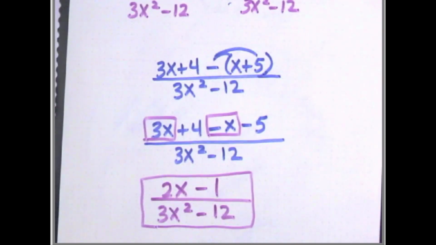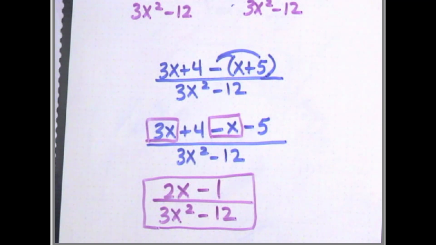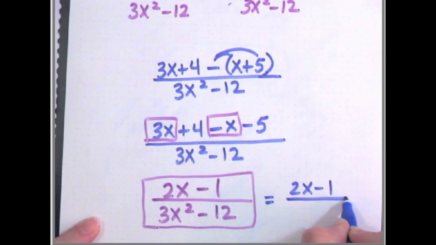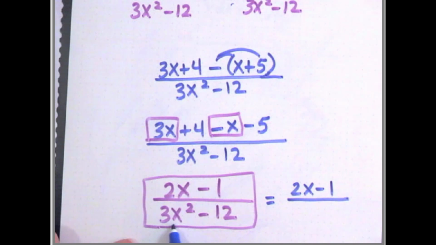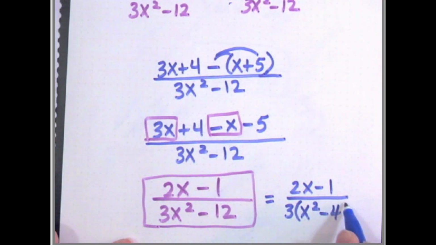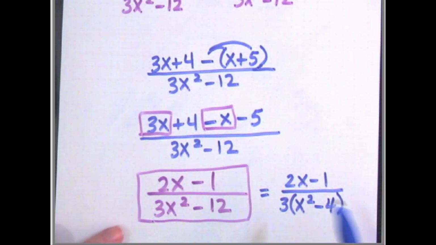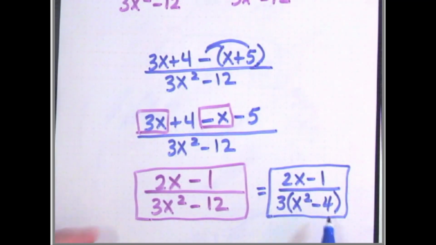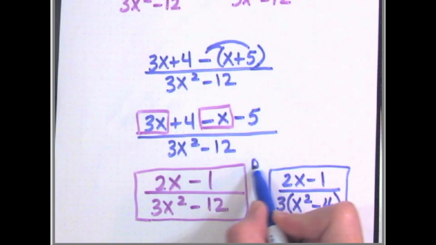Okay, so this is a perfectly good answer, but if you need to find out what those excluded values are, then factor. So here we would leave the numerator alone, nothing to take out there. On the bottom, we can take out a 3. 3x squared divided by 3 leaves me with x squared, and negative 12 divided by 3 leaves me with negative 4. And we could even take that further and factor that as well. Again, either expression is okay.